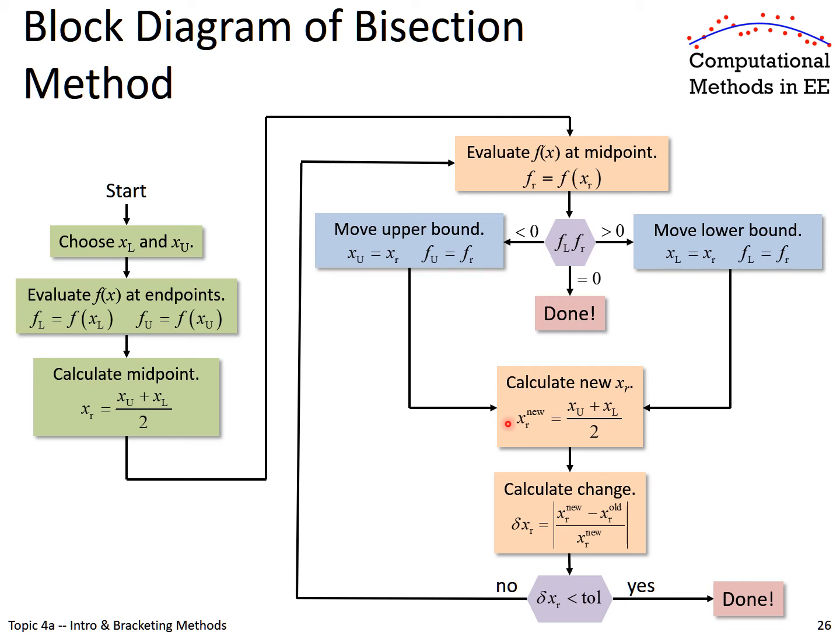Now that we have a new midpoint, we can check the difference between the old midpoint and the new midpoint and calculate this delta. When this delta falls below some tolerance, we can say that we're done. If it hasn't fallen below that tolerance, then we keep recalculating, moving bounds, recalculating, moving bounds, until the change in our guess at where the root is has fallen below some tolerance, and then we're done.